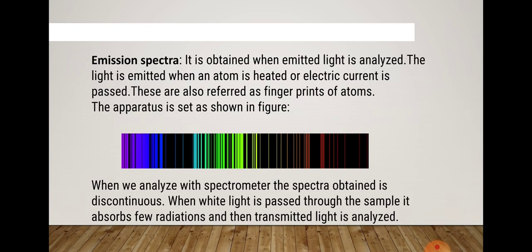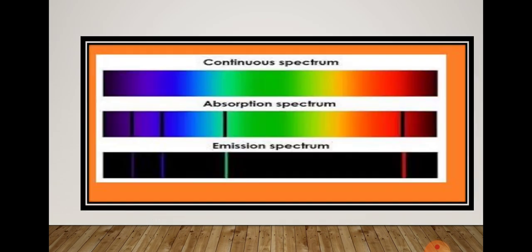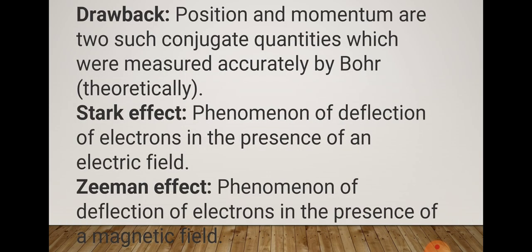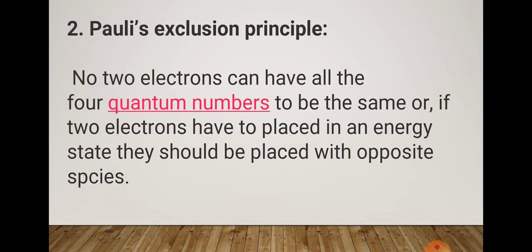For example, sodium and potassium on heating in Bunsen flame emit yellow and violet light.